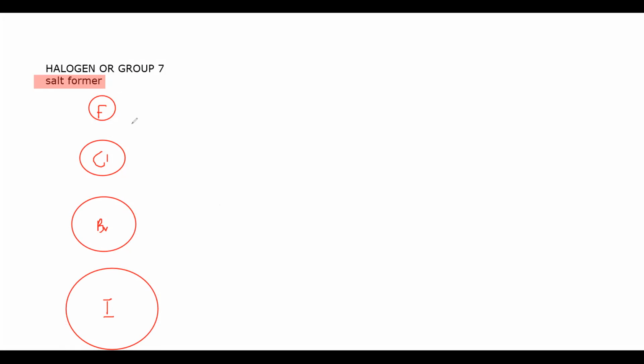But what is the difference? Because they belong to different periods, fluorine has only 2 shells, so second period, chlorine has 3 shells, so third period, but the total number of electrons in the last shell will be the same for all.